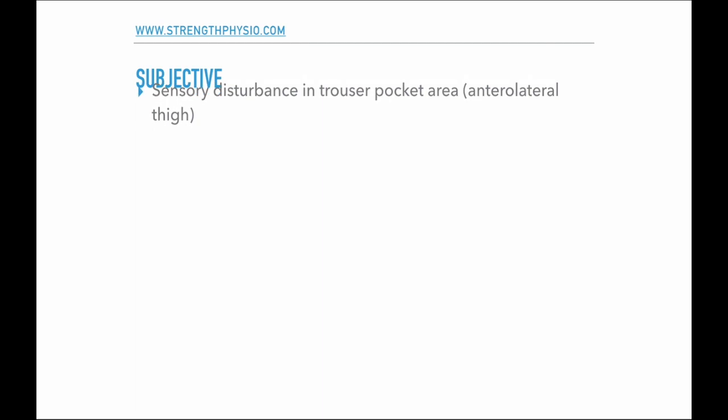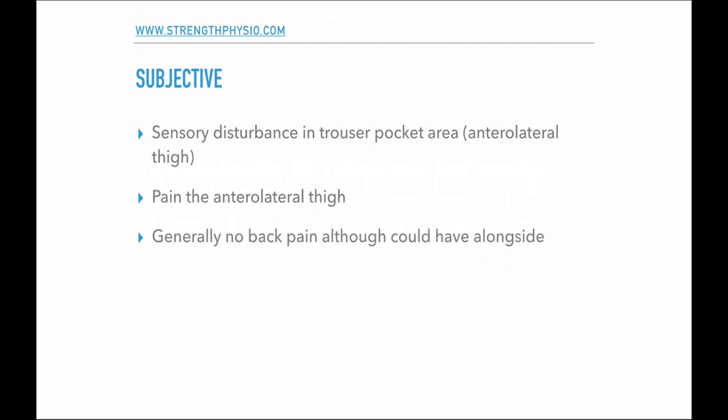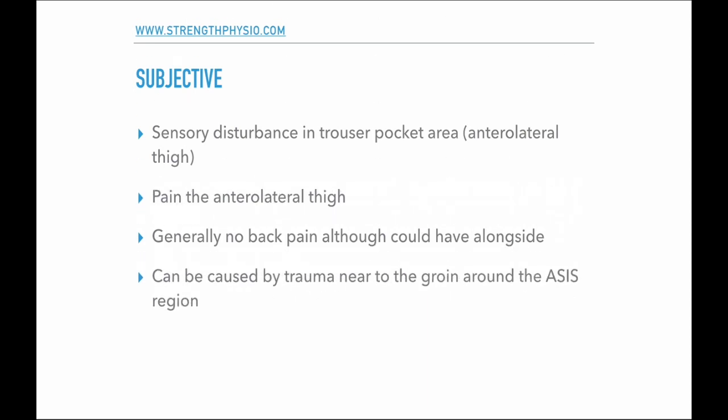So subjectively, the patient is going to report a sensory disturbance in the trouser pocket area. So it's the anterolateral thigh that they feel their symptoms on, and they will have pain in that anterolateral thigh area as well. Generally they don't have back pain with this sort of condition, but again it could well be a condition that is combined with other things as well, so don't rule it out just because someone hasn't or does have back pain, but it's generally not seen alongside that.